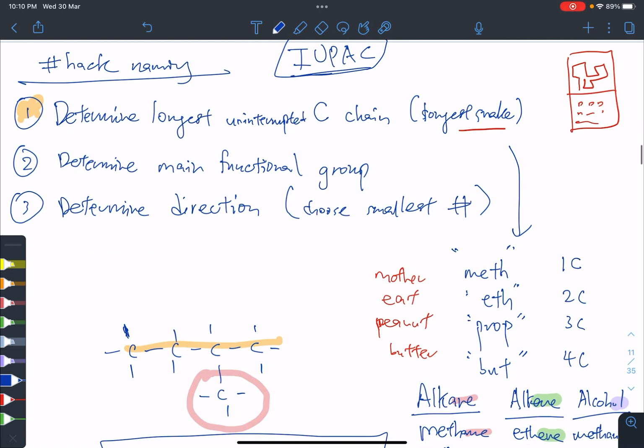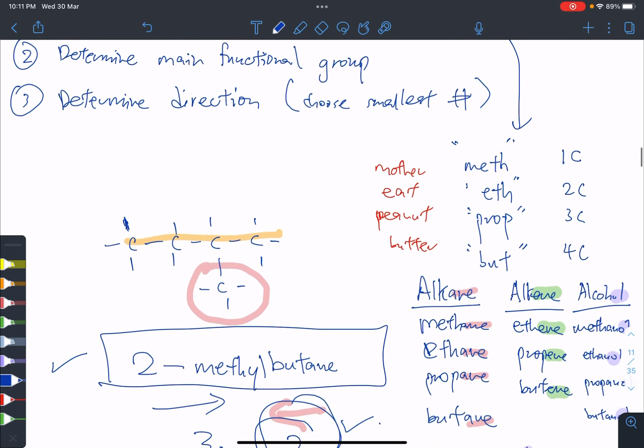Anyway, going back to the hashtag hack. Second step, there may be many groups inside the organic compound. I know, it can happen. But among the many groups, there must be one group that is the boss, the strongest, the main one. So you must find the main one, and everything else is like the sidekicks. And you must determine the direction, and we'll choose the smallest number. So let's have more examples.